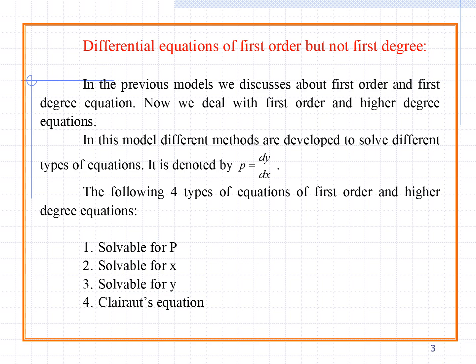In that case, they developed four methods. One is soluble for P, soluble for X, soluble for Y, and Clairaut's equation. By using these four methods, you can solve differential equations of first order but not first degree. Here, most of the time you can use P equal to dy by dx.